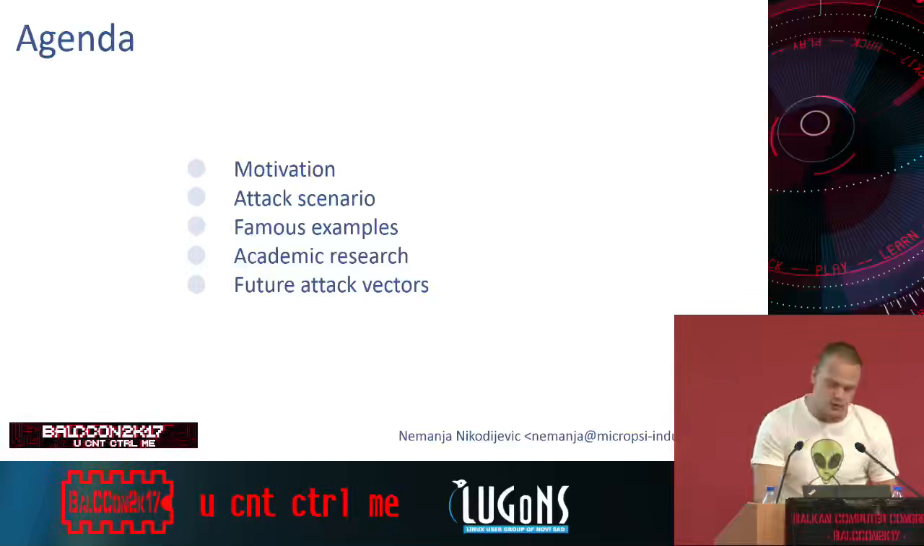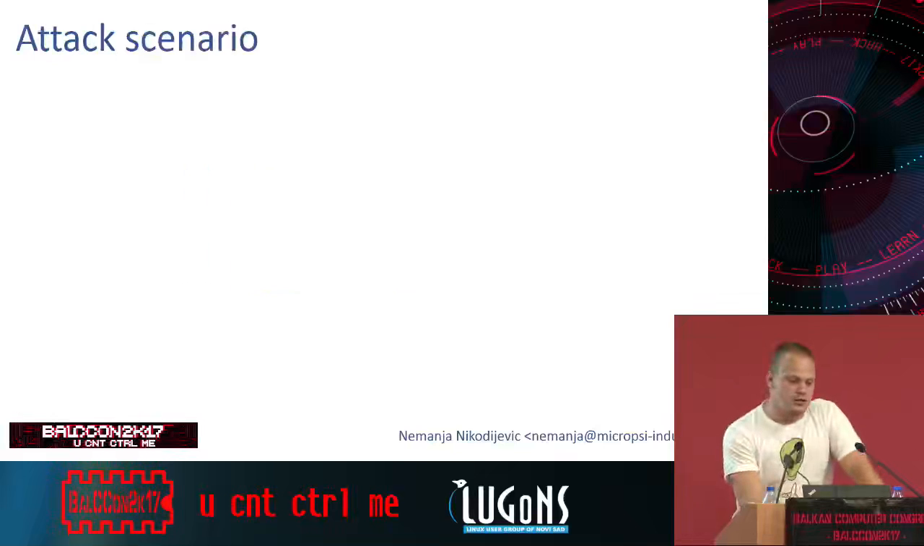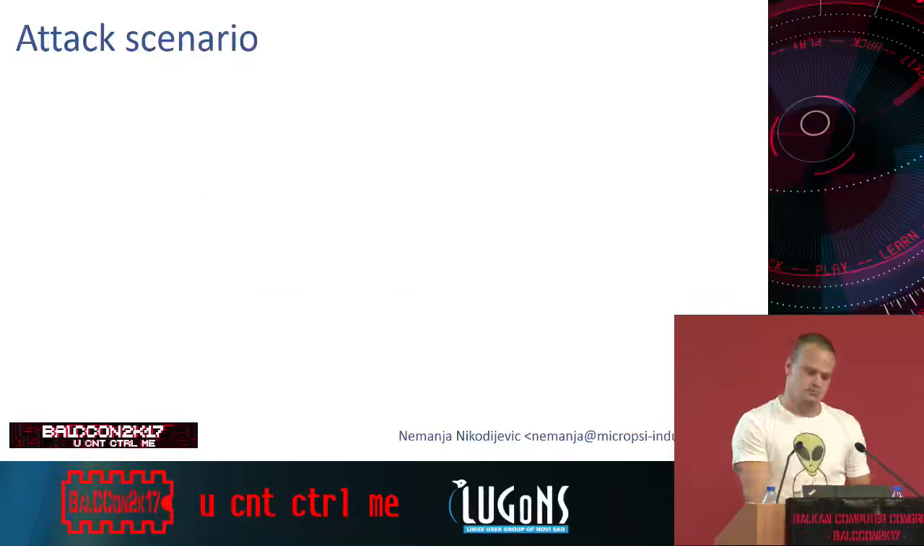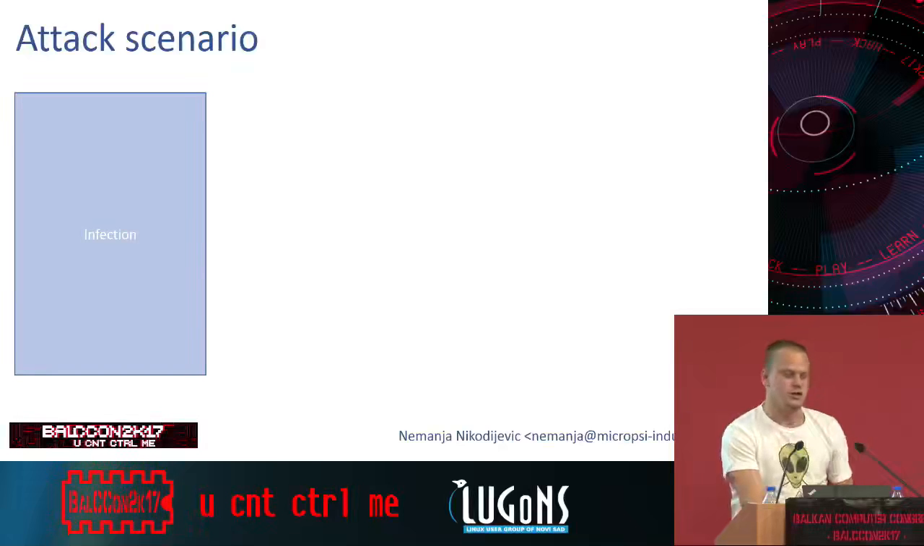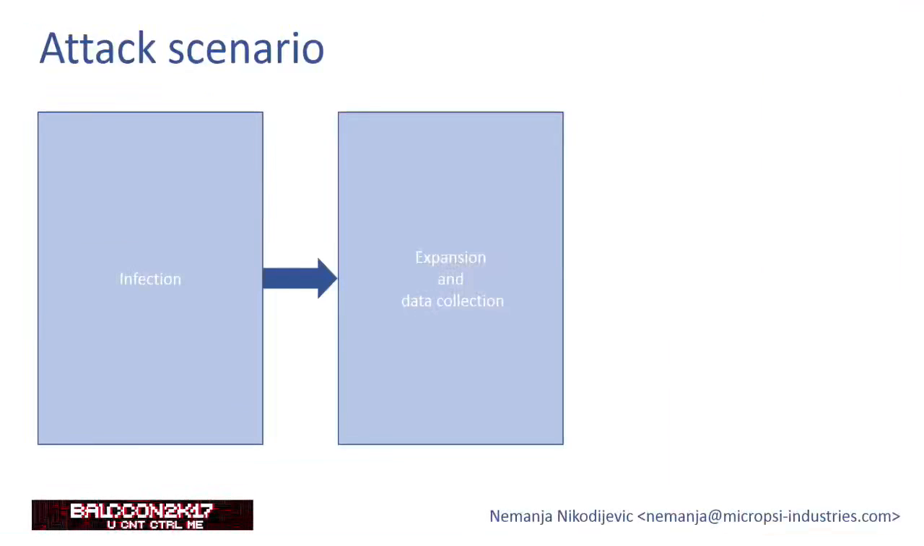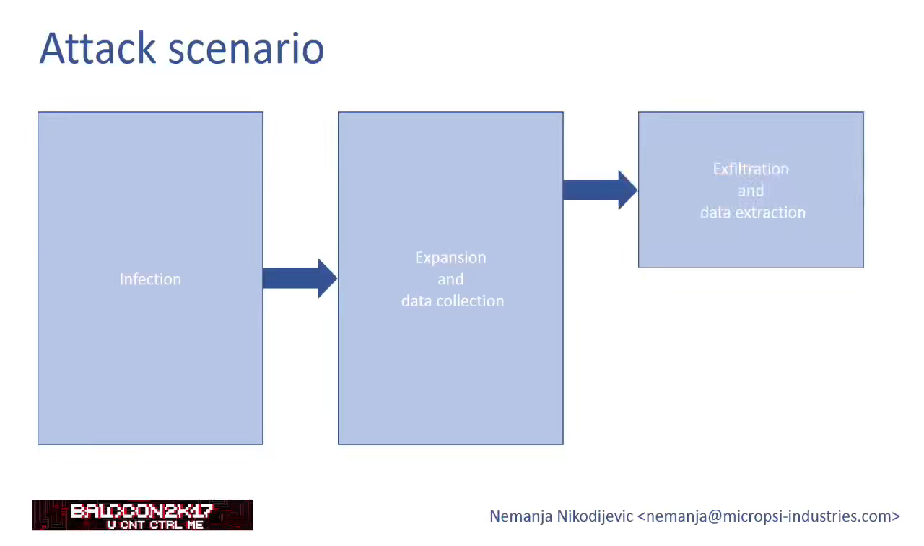To start, I will explain the general attack scenario for these kinds of attacks, which doesn't differ a lot from a normal average cyber attack on certain organizations. It starts with an infection. One host or multiple hosts are infected initially. Then it expands through the network and collects data. And of course, that data has to be extracted, to exfiltrate the network. The only difference is that these dark blue arrows here are actually air gaps.